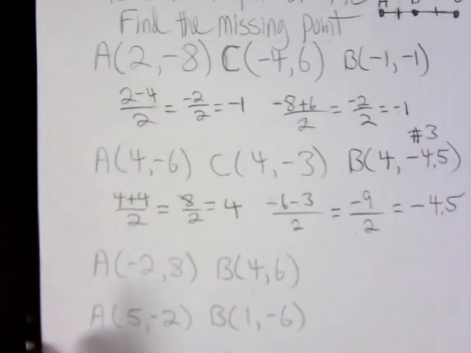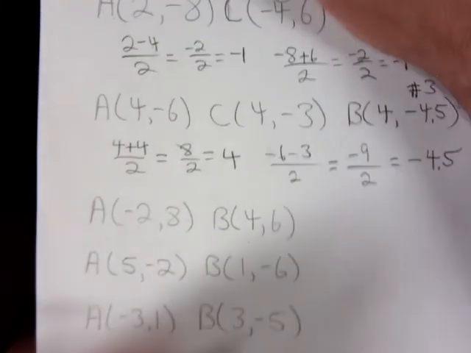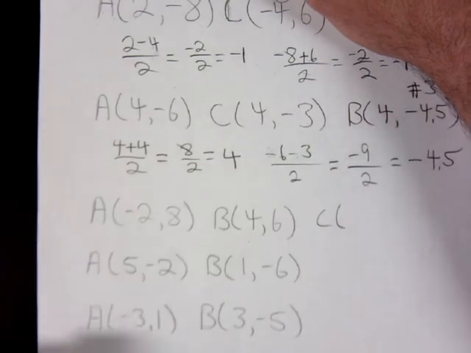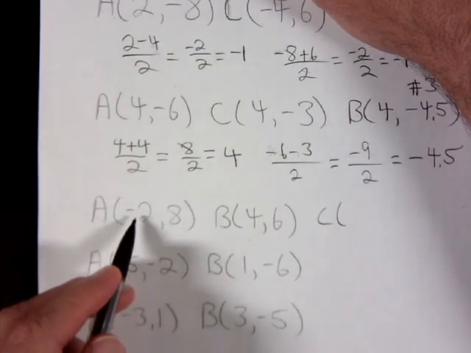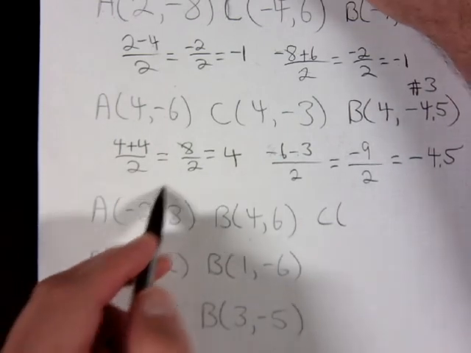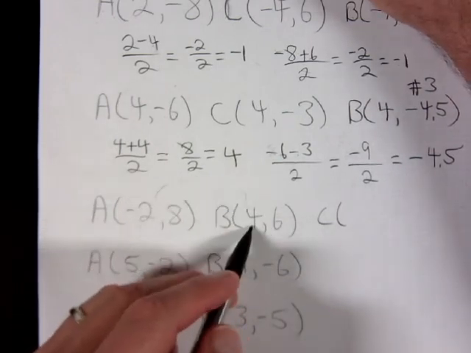Okay. Now, if I really wanted to find the coordinates of point C, then think about it like this. All right. For the x-coordinate, it starts at -2, and then it goes to 4, which is in the middle, right?